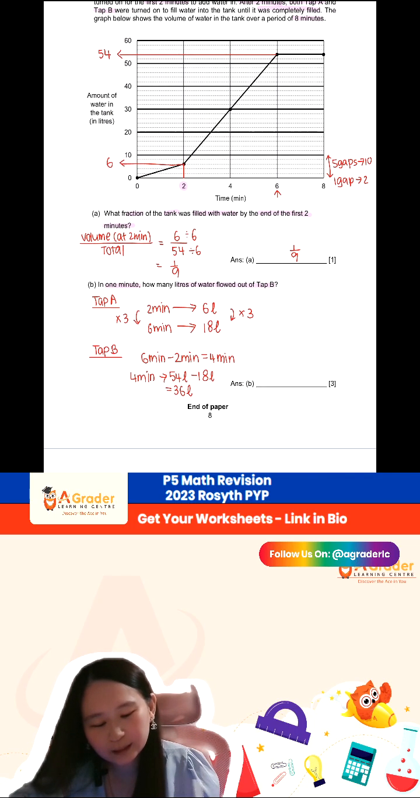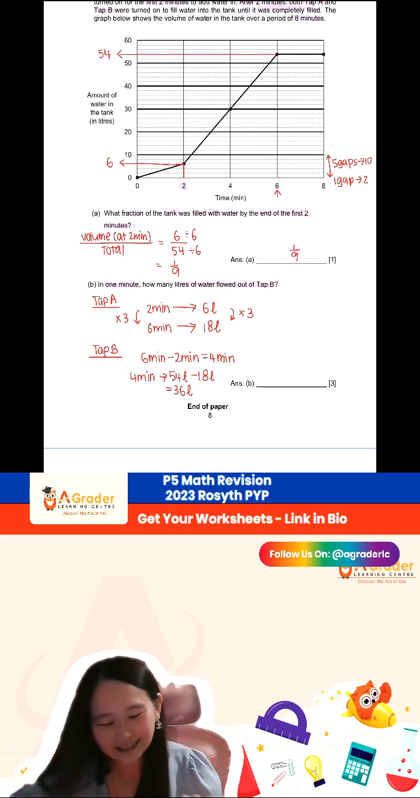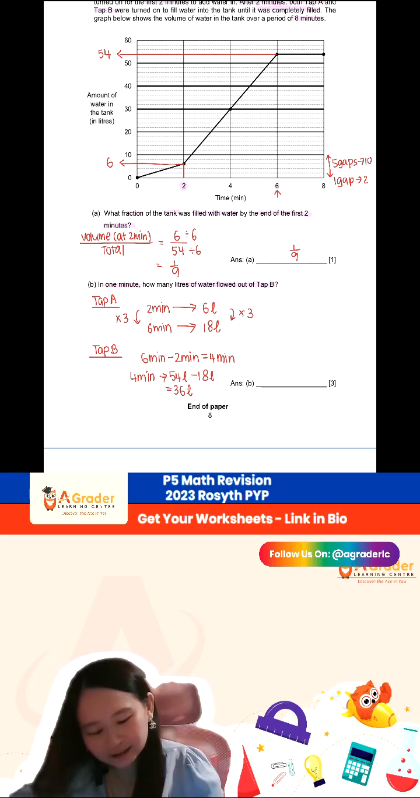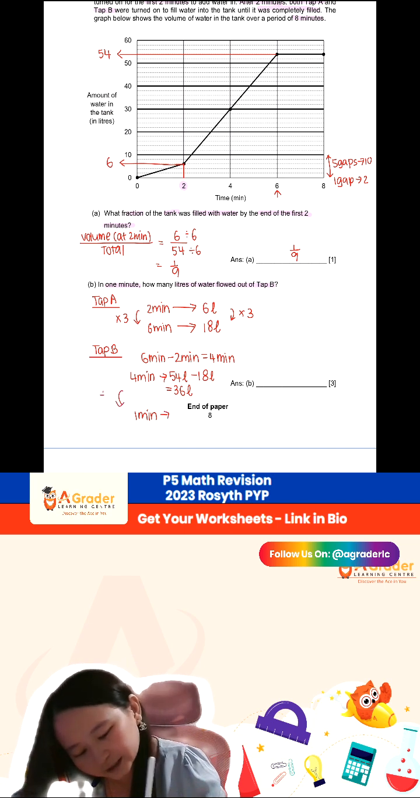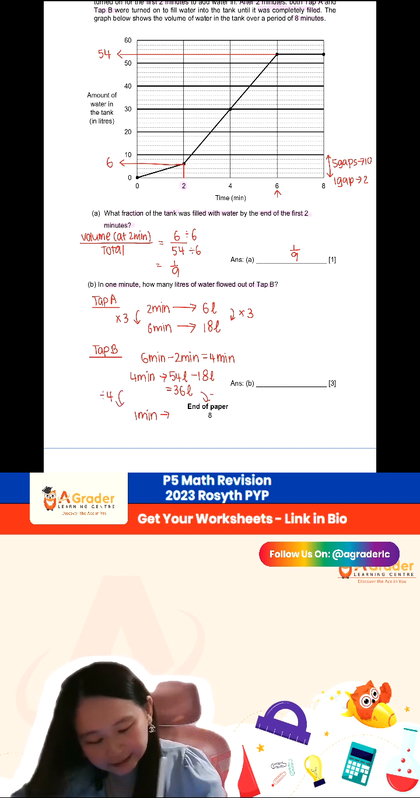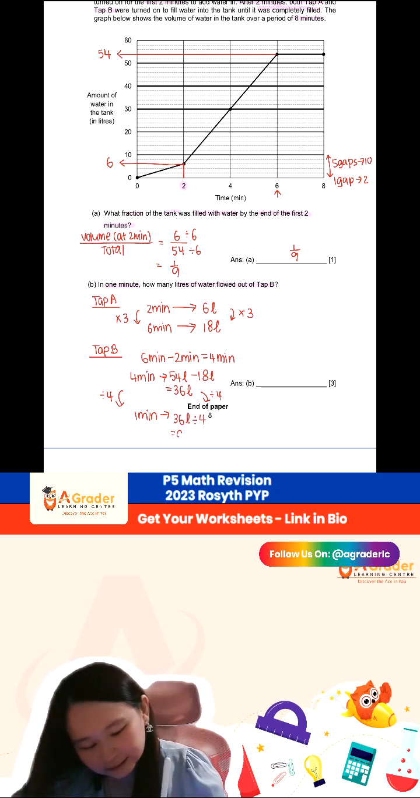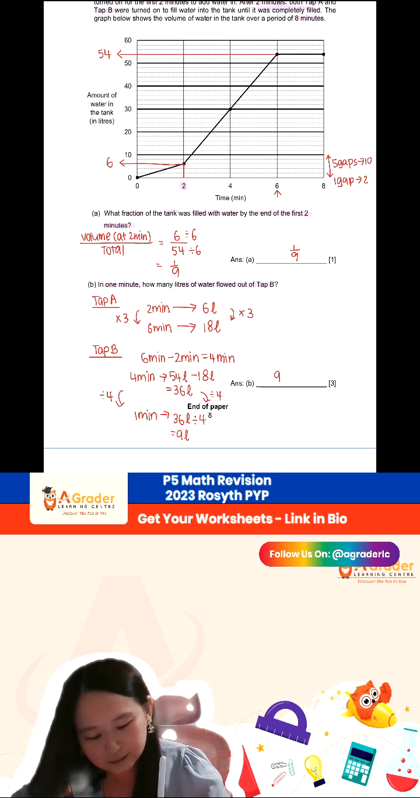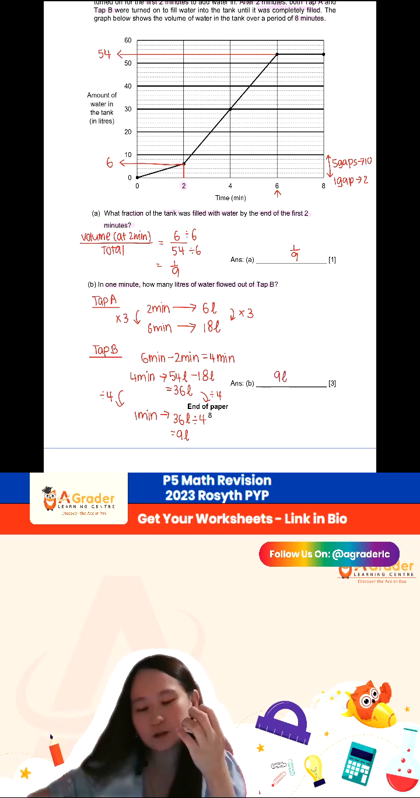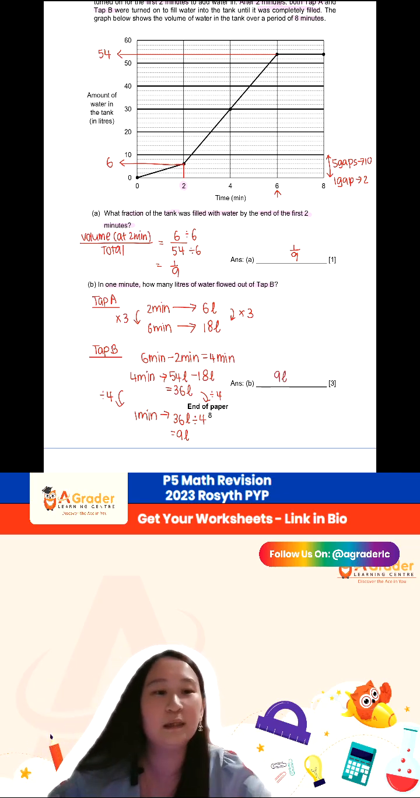So if 4 minutes is 36 liters, we can find 1 minute by dividing by 4 on both sides. So 36 liters divided by 4 is 9 liters. So in 1 minute, 9 liters of water flowed out of tap B.